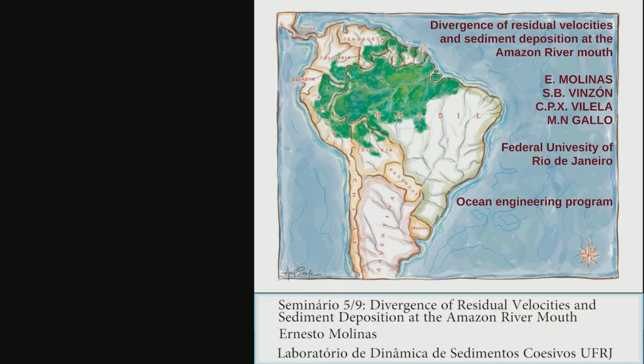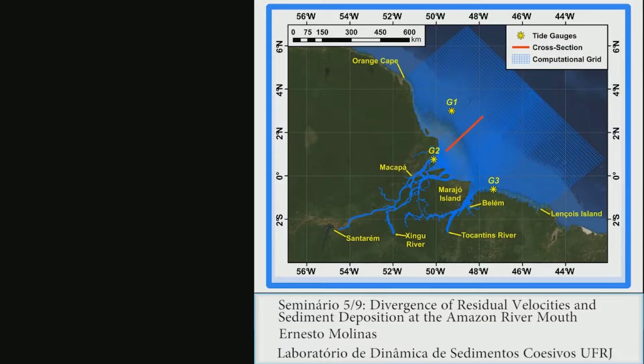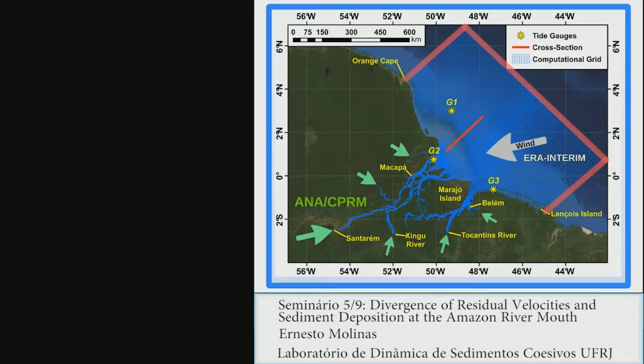We are studying this with this model. It's Delft3D, with 10 layers in the vertical. This is the domain between Maranhão and the Orange Cape. We have the whole river inside the model, and we are really interested in the cross-section of the North Channel, which is the main entrance to the Amazon. The model is being forced by river discharges, tides, and winds.